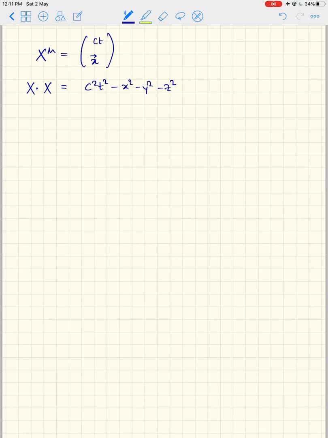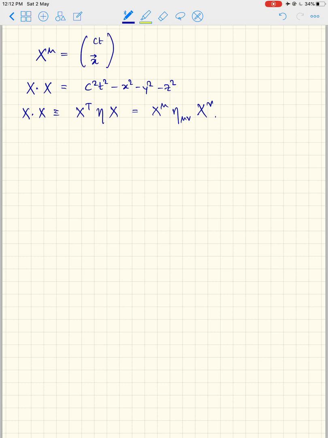Let me just pull up my notes from a little earlier, which hopefully you guys also have. So let's just remind ourselves of this. We defined x dot x as something like x transpose eta x, which we wrote as x mu eta mu nu x nu. Okay, so x mu was this form.